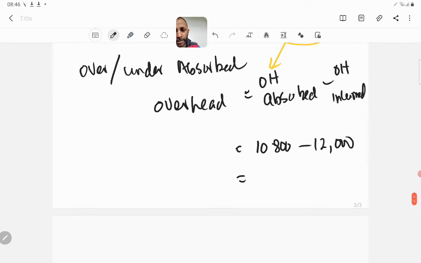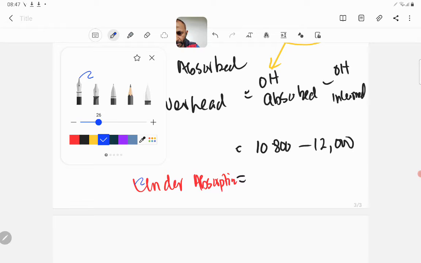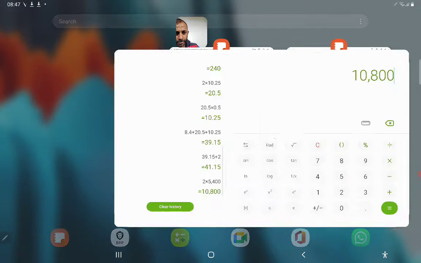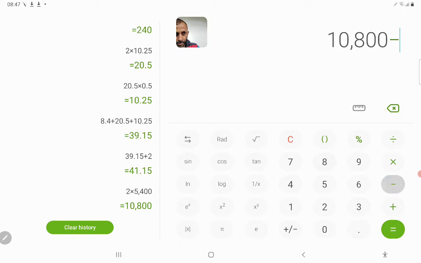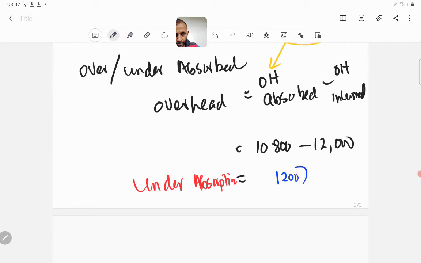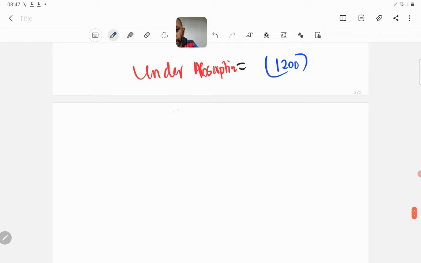So there is something called under absorption, because absorption is less than the actual. So this is known as under absorption. How much? 10,800 minus 12,000 is 1,200. Okay, with this, we can complete the profitability statement. Now, let's work out April.